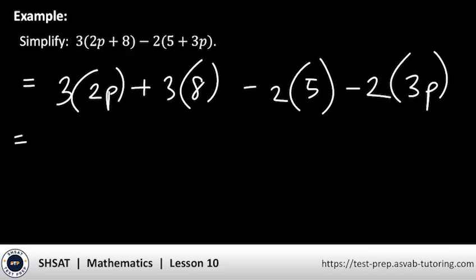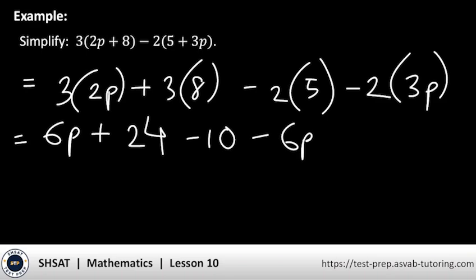Okay, now what? Now you just break the brackets. So 3 times 2p, so 3 times 2 is 6, that's 6p. Plus 3 times 8 is 24. Minus 2 times 5 is 10. Minus 2 times 3 is 6 and p.